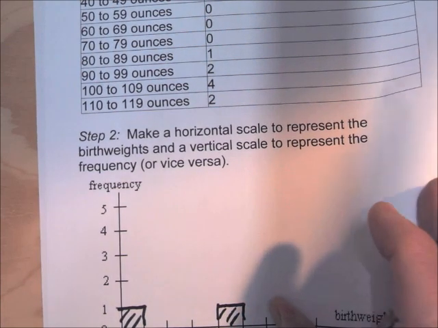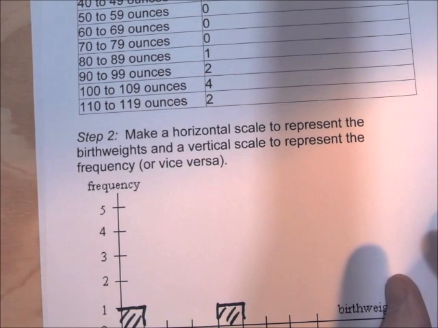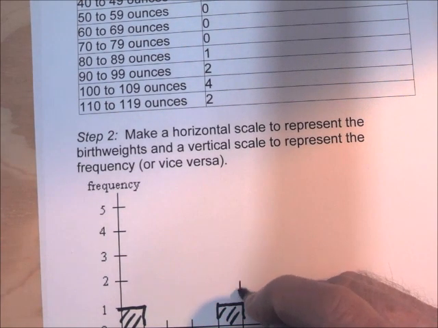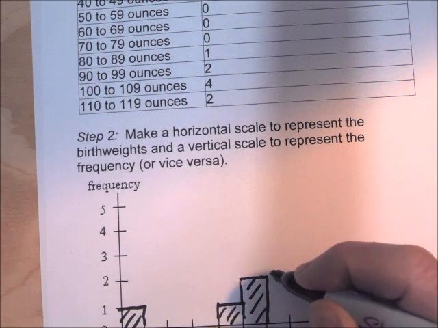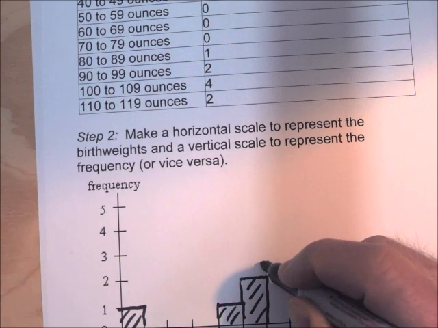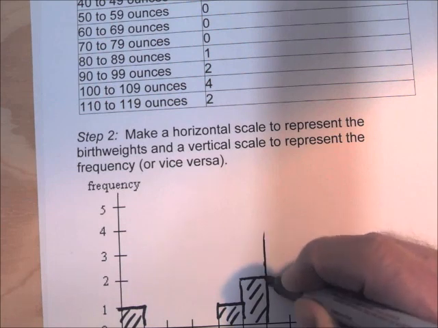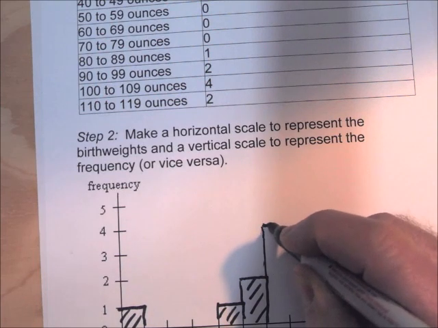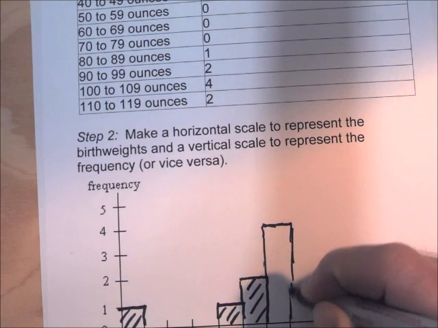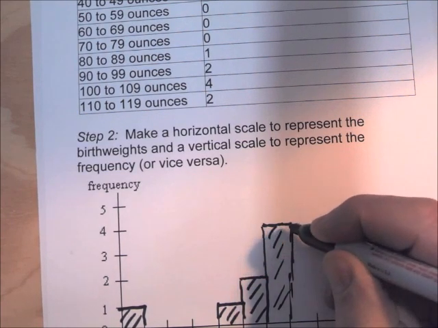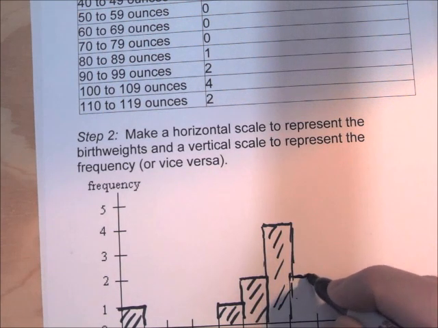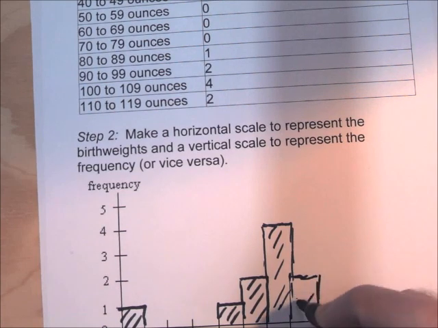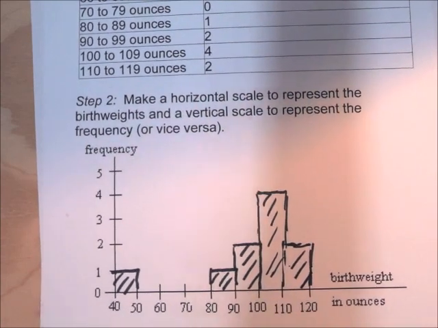And then 90 to 99, we have two babies, so the bar goes up to 2. And four babies, 100 to 109. The bar goes up to 4. And then two babies, 110 to 119. Okay, so that's our histogram, and pretty much it tells us the same thing as the other graph.